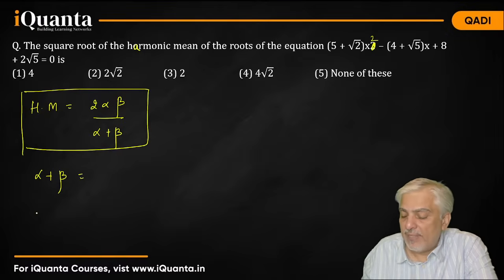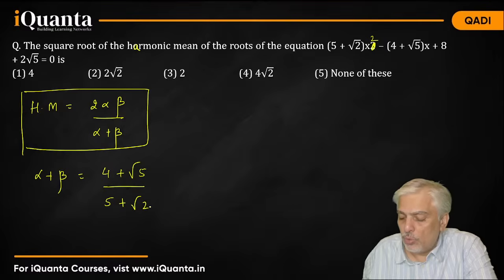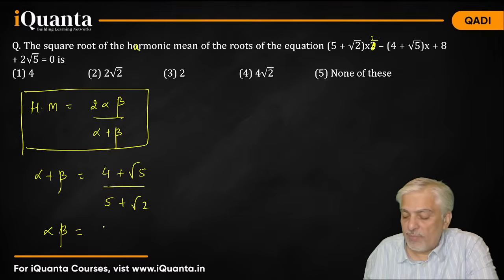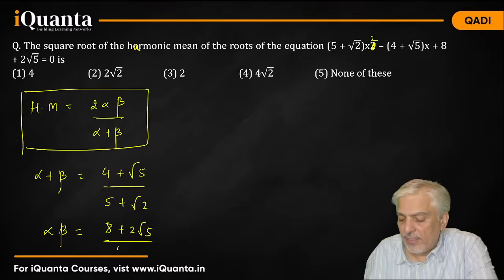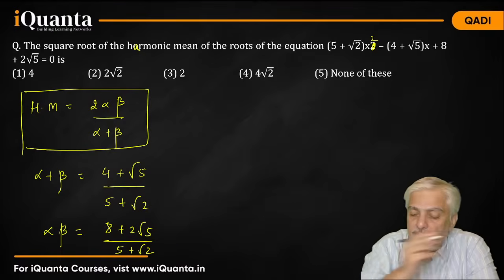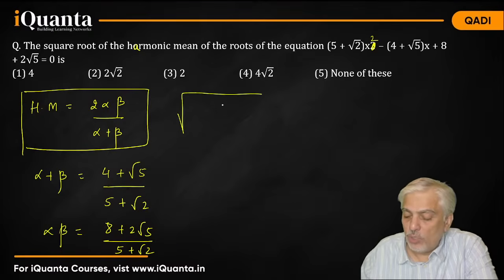Minus b by a. Minus b by a will be 4 plus root 5 upon 5 plus root 2. What is alpha beta? C by a. That will be 8 plus 2 root 5 upon 5 plus root 2. We want the square root of the harmonic mean. So square root of this part, 2 alpha beta.